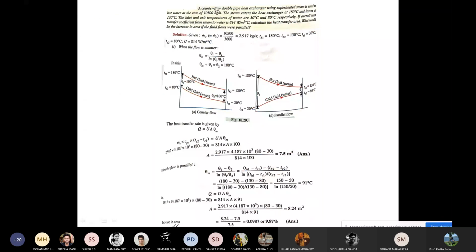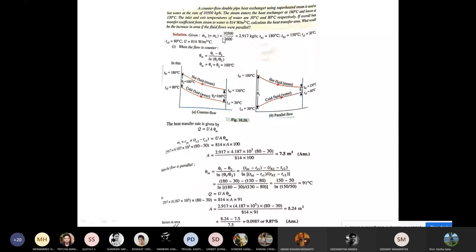Next example: a counterflow double pipe heat exchanger using superheated steam is used to heat water at the rate of 1050 kg per hour. The steam enters the heat exchanger at 180 C and leaves at 130 C. The inlet and exit temperature of water are 30 C and 80 C respectively. If the overall heat transfer coefficient for steam to water is 814 watt per meter square C, calculate the heat transfer area. What would be the increase in area?